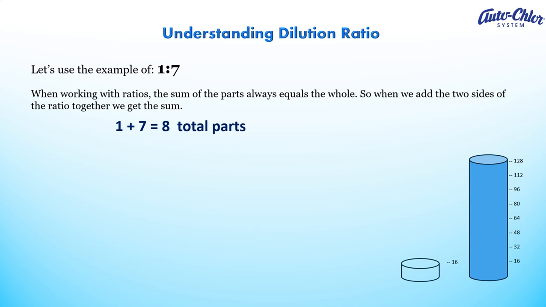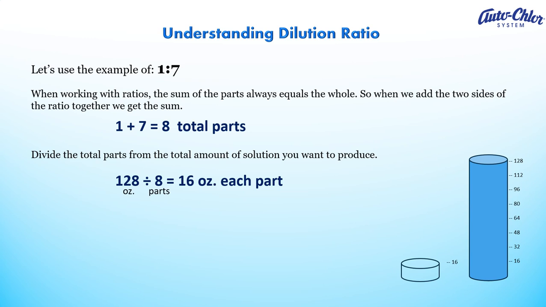Let's use the example of 1 to 7. When working with ratios, the sum of the parts always equals the whole. So when we add the two sides of the ratio together, we get the sum. In this case, a 1 to 7 ratio is 1 plus 7 equals 8 total parts. We divide the total amount of solution you want to produce by the total parts. In this case, we're going to use an example of creating 1 gallon of product. We take 128 ounces, we divide it by our 8 parts, and it equals 16 ounces for each part.